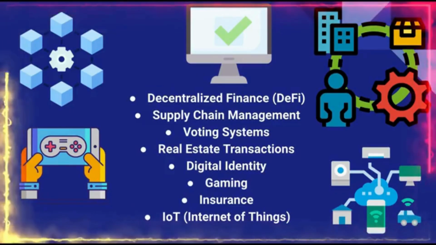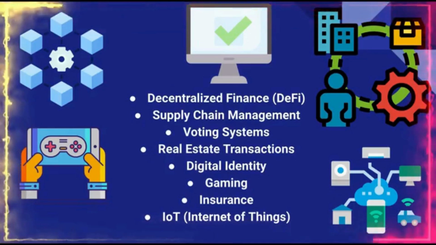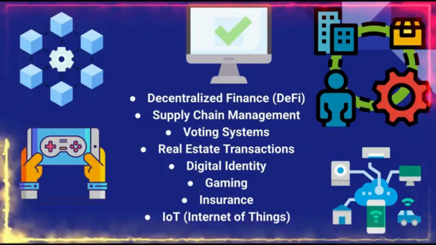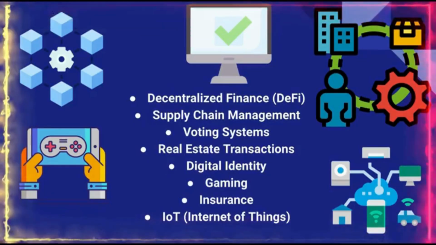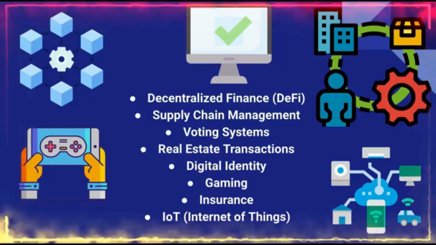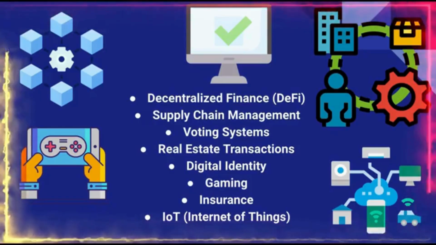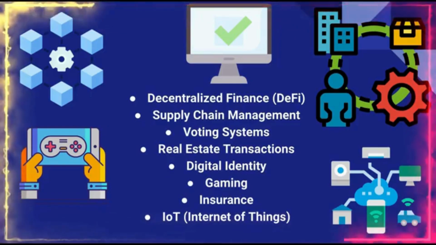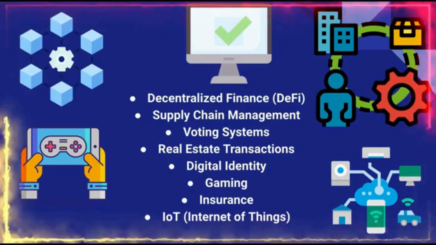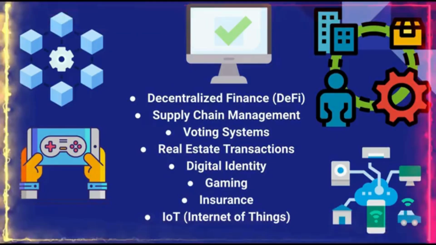Real estate transactions. Automate property transfers, escrows, and payments while reducing the need for intermediaries. Digital identity. Establish secure and portable digital identities, reducing the risk of identity theft. Gaming. Implement verifiable ownership and transactions of in-game assets. Insurance. Automatically trigger insurance payouts based on predefined conditions.